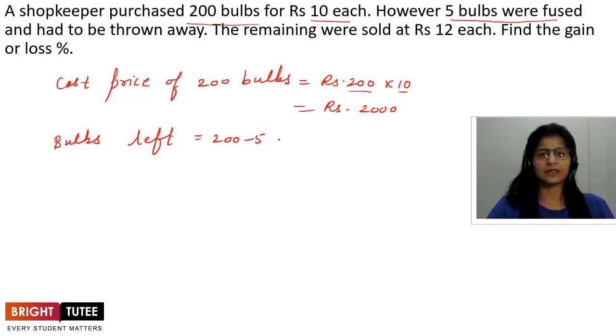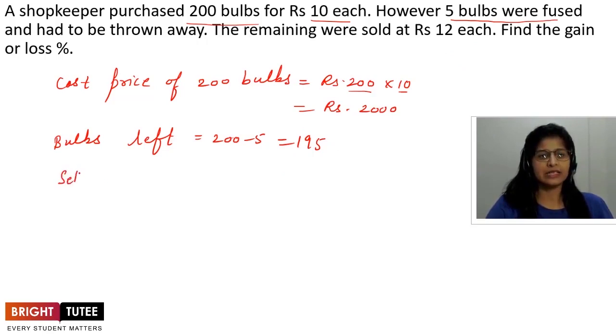200 minus 5, that is 195. He is left with these many bulbs. Now the remaining were sold at rupees 12 each. So he is selling these 195 left bulbs at the price of rupees 12 each.